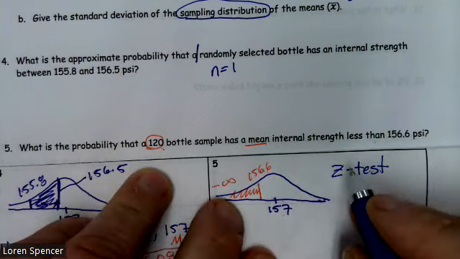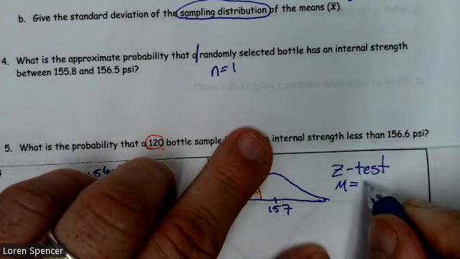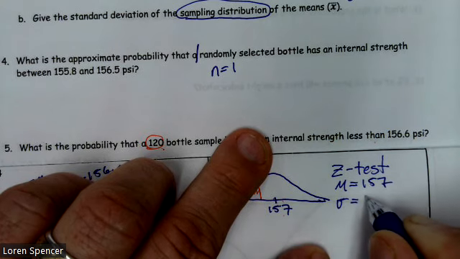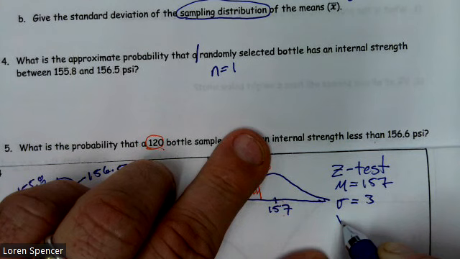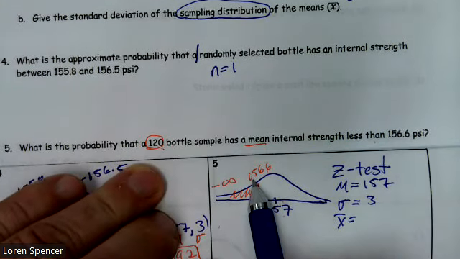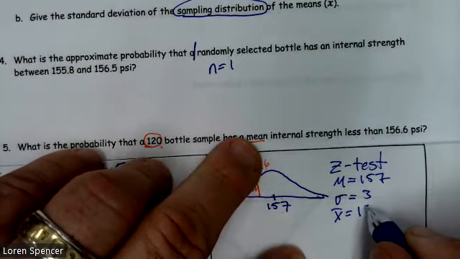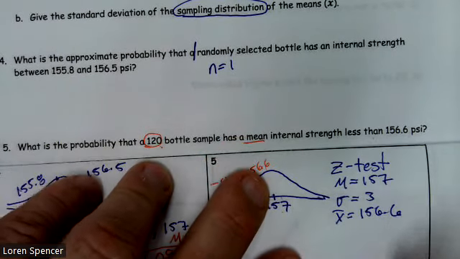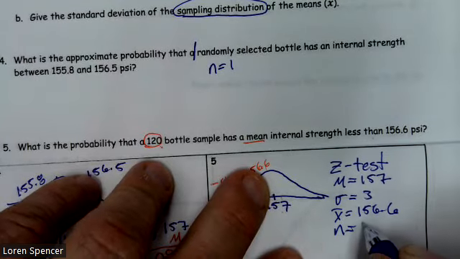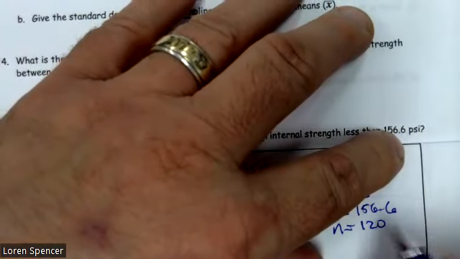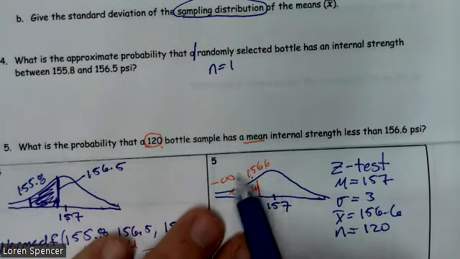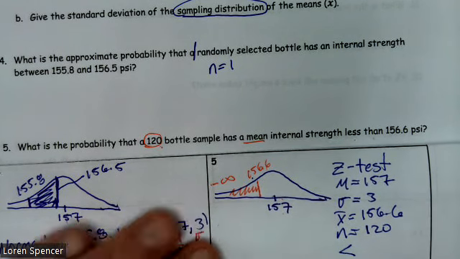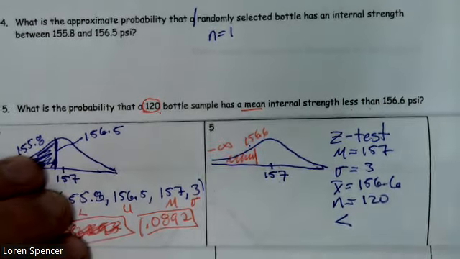A z-test, and the first thing it asks you for is the mean, which is 157. Then it's going to ask you for the standard deviation, which in this case is 3. Then it'll ask you for your X bar, and that's the 156.6. Next it'll ask you for your sample size, which in this case is 120. And lastly, it's going to ask you which way to shade. It says less, so we're using the less than symbol. So here we go.